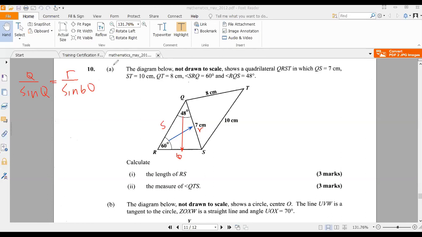Right, okay, so let me put it this way. Let's write the formula first before I put in the information. Sine of R. All right, so let's do that the right way. Good. Then we are going to put in the information now. My small q would have been RS, over the sine of Q, which is sine 48 degrees. Yes, so this will be sine 48 degrees.